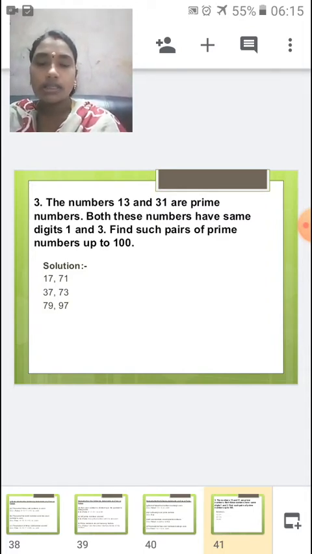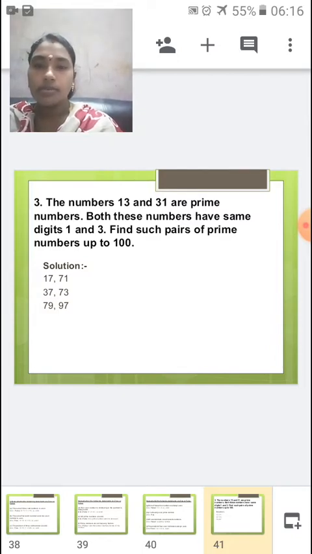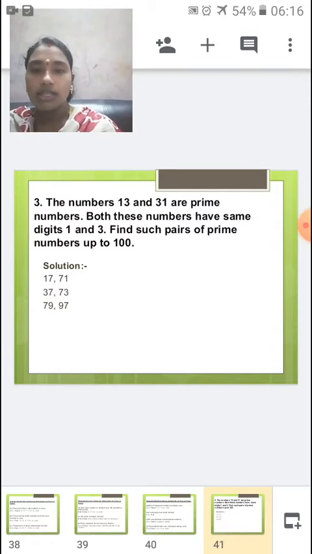The numbers 13 and 31 are prime numbers. Both these numbers have the same digits 1 and 3. Find such pairs of prime numbers up to 100.